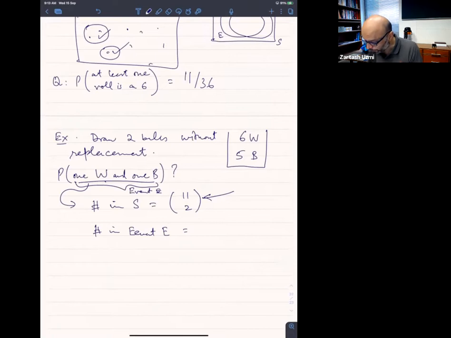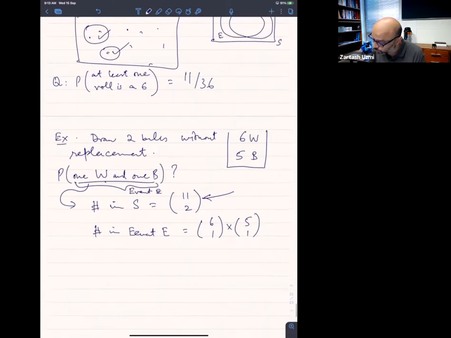Now number of points in the event E. Number of points in the event E कि आपके पास 6 white balls हैं, उसमें से एक चूज की, और 5 black balls हैं, उसमें से भी एक चूज की. Multiplied by 5 choose 1. Why multiplied? Because of the basic counting principle. So this is going to be 55, this is going to be 30, और ये आपके पास आंसर है.